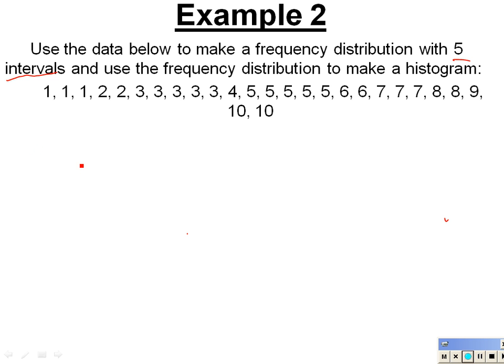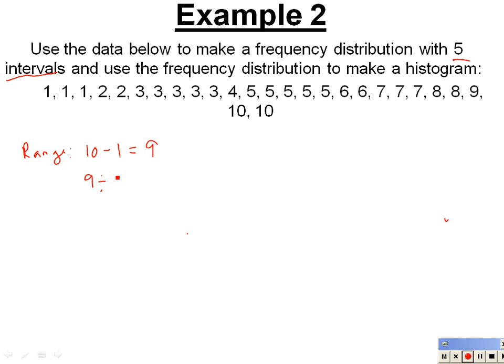So, how do I do that? The first thing we're going to do is look at the range. The scores go from 1 to 10, right? To find the range, we'll talk more about that even in our second lesson, but the range is basically your high minus your low. So my highest score is a 10, my lowest score is a 1, so I'm looking at a range of 9, right? Now I want to break 9 up into 5 groups. So I'm going to divide 9 by 5.